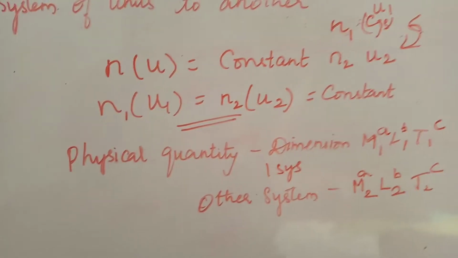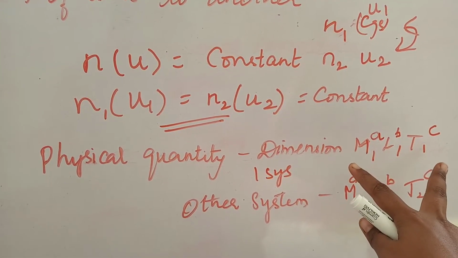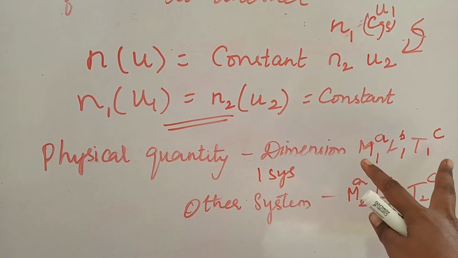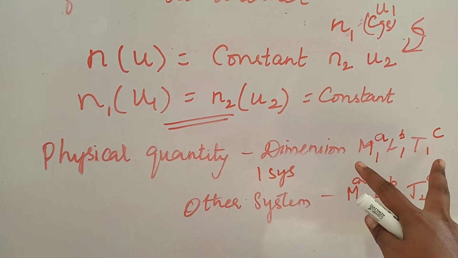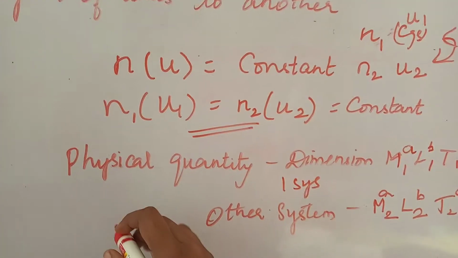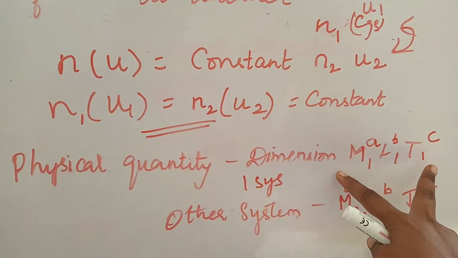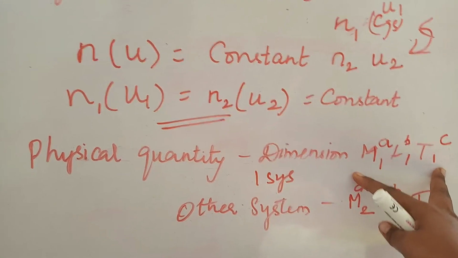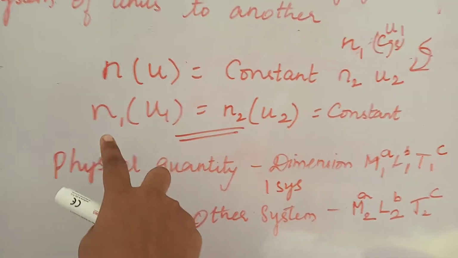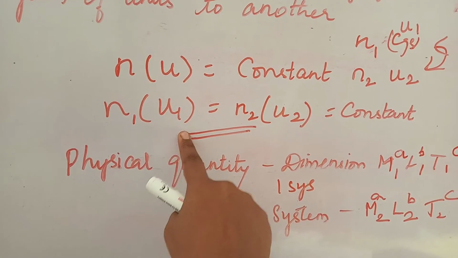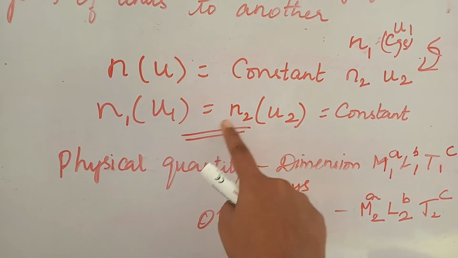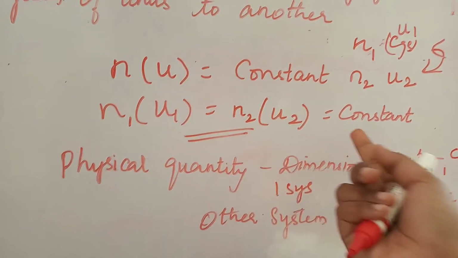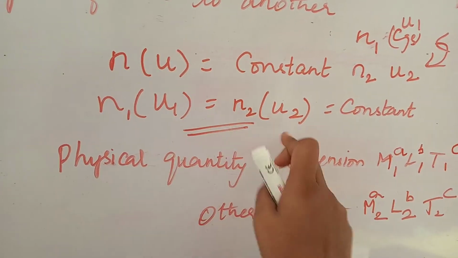So what is our consideration? These are all depending upon the unit of the physical quantity. If this dimension gives you the unit, then our consideration is that any number into our physical quantity will be equal to any other number into the physical quantity, in one system and in another system.